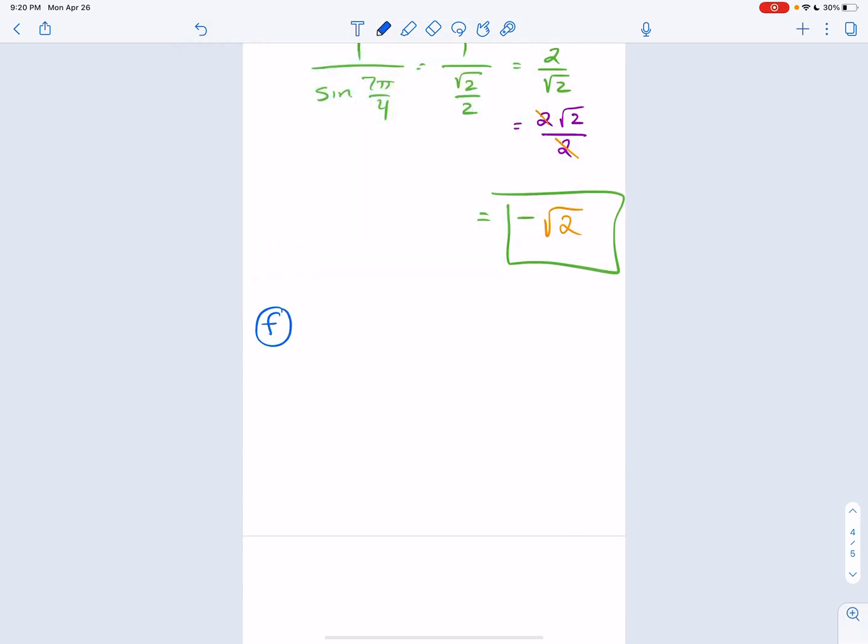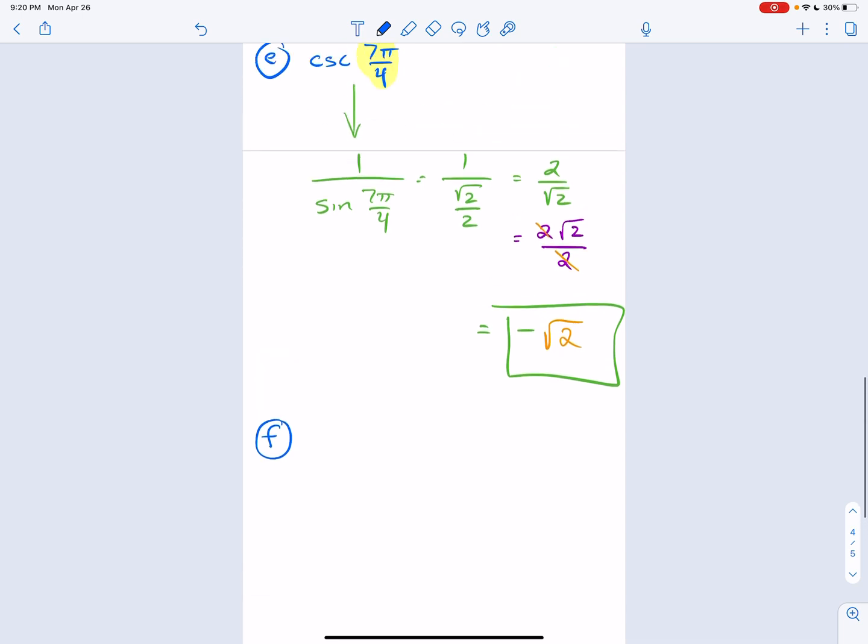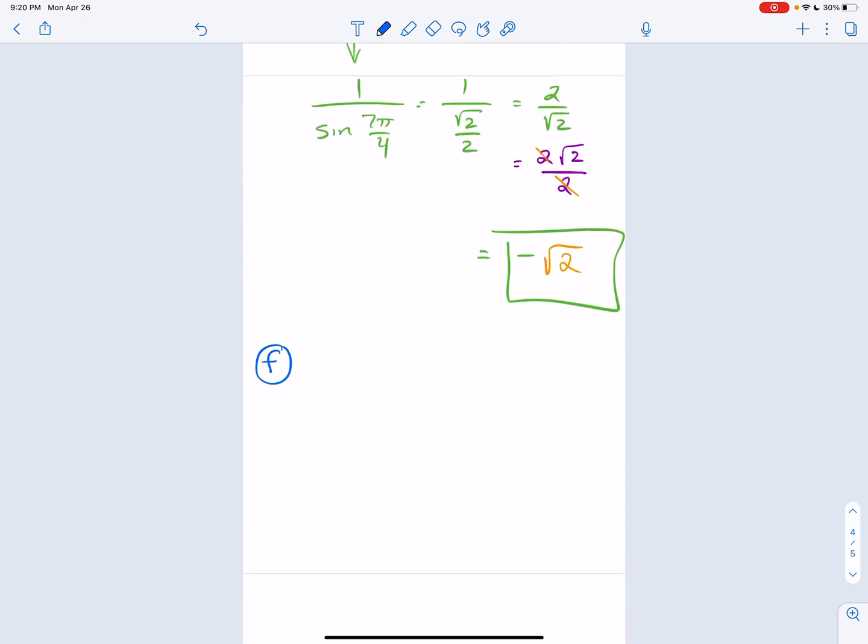Let's do F. Let's do the cotangent of 4 pi over 3. Press play when you're ready. So where am I? 4 pi over 3 is 1 more than the denominator. That happens when you're in the third quadrant. So I know I'm in the third quadrant here.